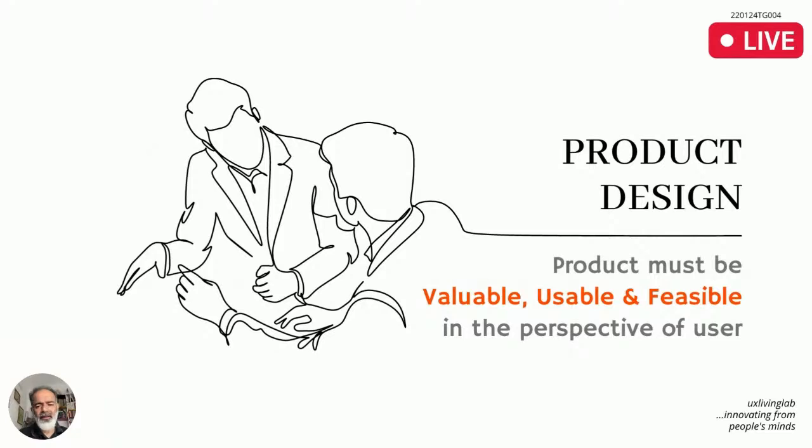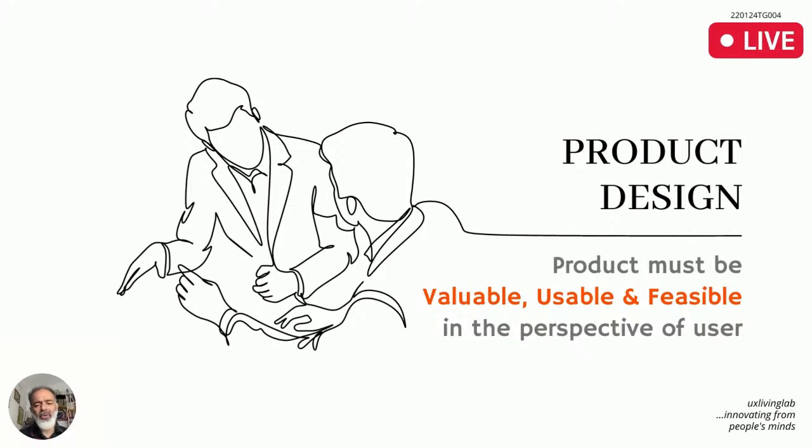What is product design? In simple terms, a product must be valuable, usable, and feasible. This is the definition of product design. You can design any product or service. When I say product, that includes services also. You can design any product, maybe an automobile you are designing, maybe an FMCG product, or a service product like banking or insurance.